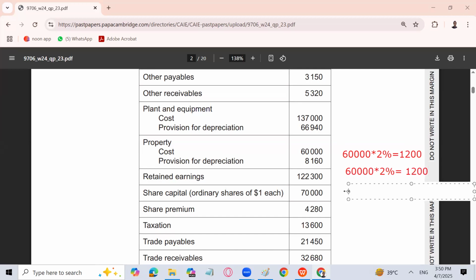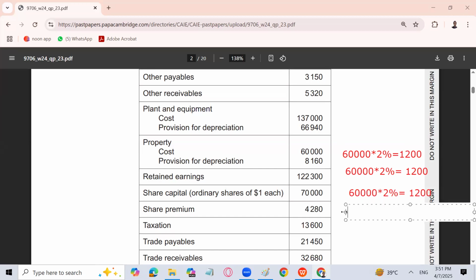Then you will subtract again from 60,000. For the third year, you need to calculate the depreciation in the same manner, which is 60,000 into 2%, should have been 1200. Should have been 1200. But instead of charging 1200, what we have done, from 60,000 we have subtracted, how much? 2400. What is the book value?